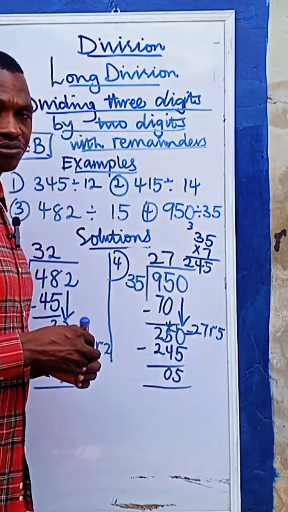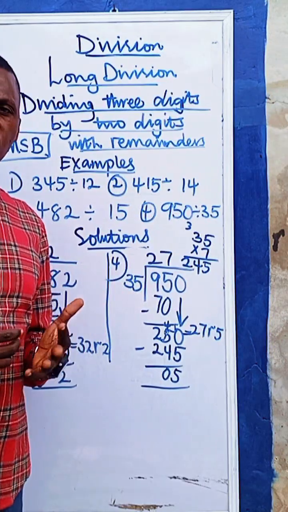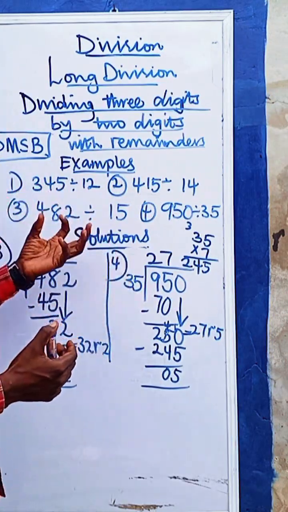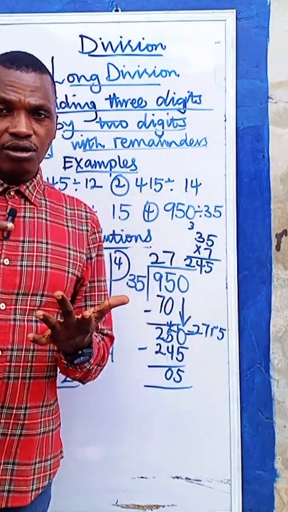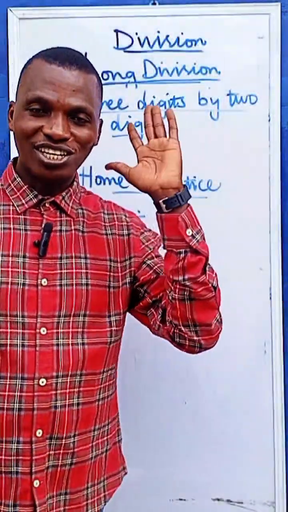Remainder 5. These and many more are steps to follow to solve division of numbers, especially long division of 3 digits by 1 digit, 3 digits by 2. Next time, it's bye for now.